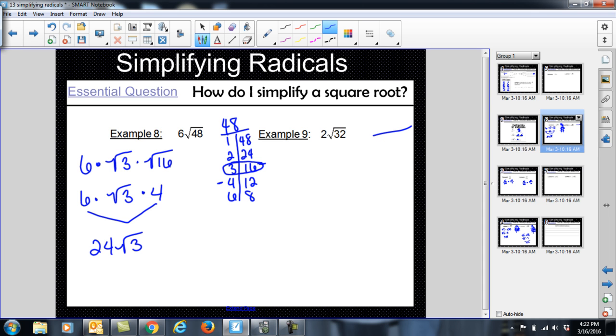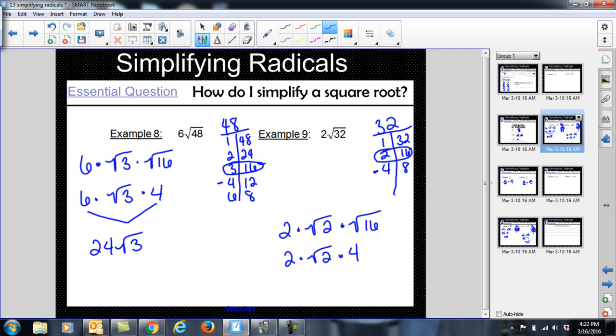So example 9, same thing. We're going to do the square root of 32. So factors of 32: 1 and 32, 2 and 16, 4 and 8. Pretty sure that's it. So 4 is a perfect square, 16 is a perfect square, and 16 is the bigger one, so I will use this. So I'm going to have 2 times the square root of 2 times the square root of 16. Well, the 2 and the square root of 2 are simplified, but the square root of 16 becomes 4. Multiply your two numbers together, so you get 8 square roots of 2.